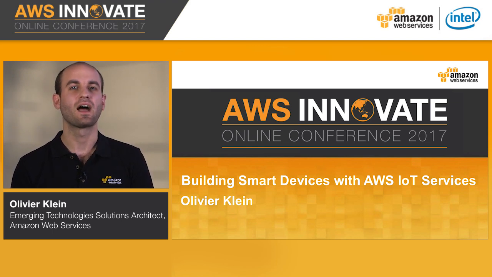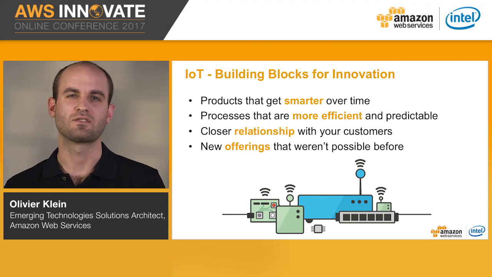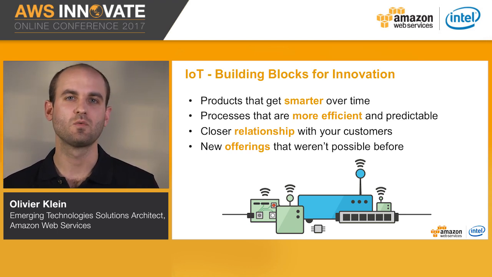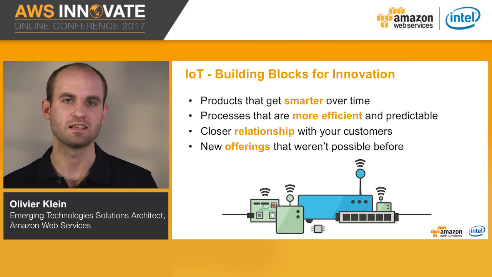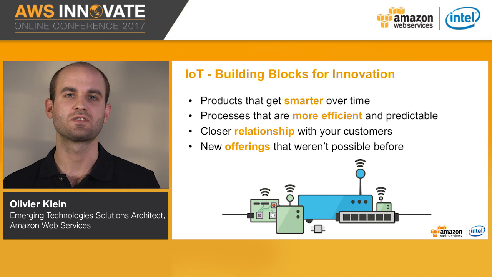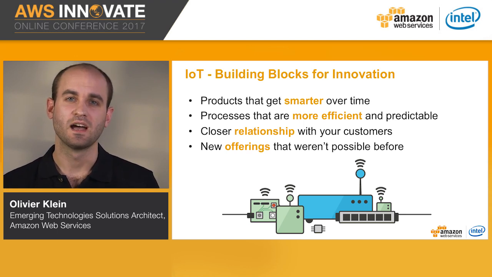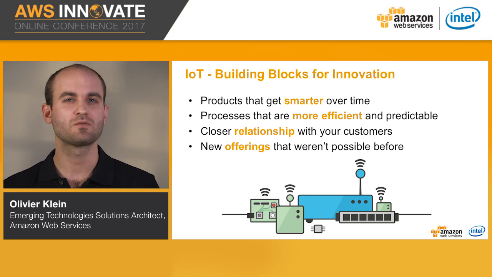Today I want to talk about how AWS and specifically AWS IoT can be used to build smart devices. So what is the Internet of Things, or IoT in short, really about? It allows us to build products that slowly get smarter over time as we are able to sense the physical world and fine-tune products to end customers' needs. As a result of having better ways of continuously measuring and interacting with the physical world, we can also use this to make any processes more efficient and predictable. And then in effect, this will also drive a closer relationship with our end customer and maybe even allow us to produce new product offerings that weren't even possible before.